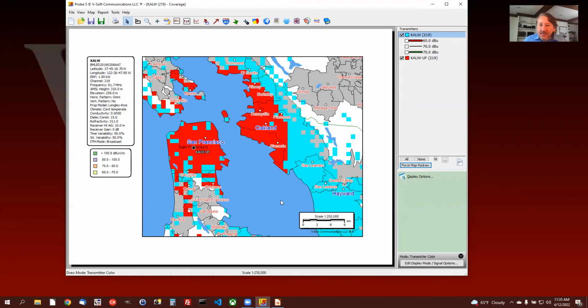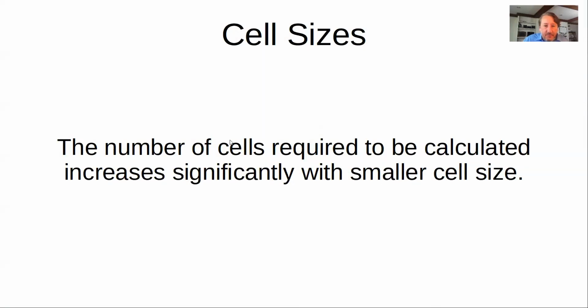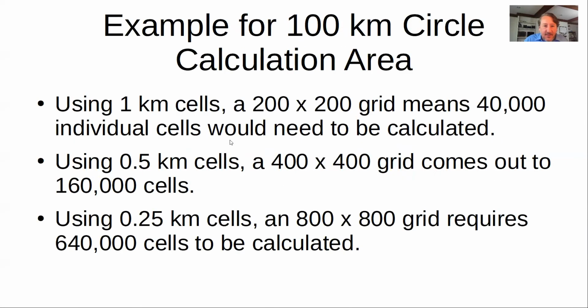As you reduce that cell size, it needs to calculate more points. I put together a couple of slides here. The number of cells required to be calculated increases significantly with smaller cell size. As an example, say the calculation area is a 100 kilometer circle. To do 1 kilometer cells, you're going to have roughly a 200 by 200 grid, which means you need to calculate 40,000 cells of data. That's something the program can handle very easily.